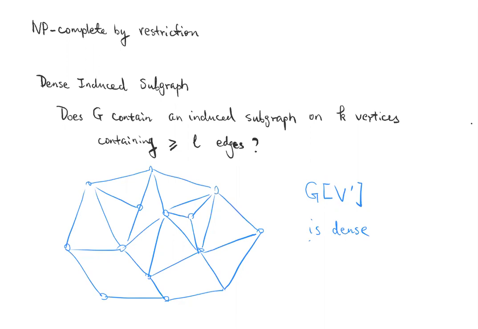For example, for this particular graph, if k equals 4, I think the answer is unique. This graph contains 6 edges. That's the densest graph on 4 vertices. So that's the problem. Anyone see that this problem is NP-complete? Because it contains an NP-complete problem as a special case.